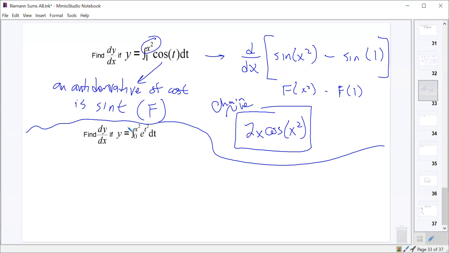Everybody good? All right, so let's do this bottom one. What should we do with the bottom one?